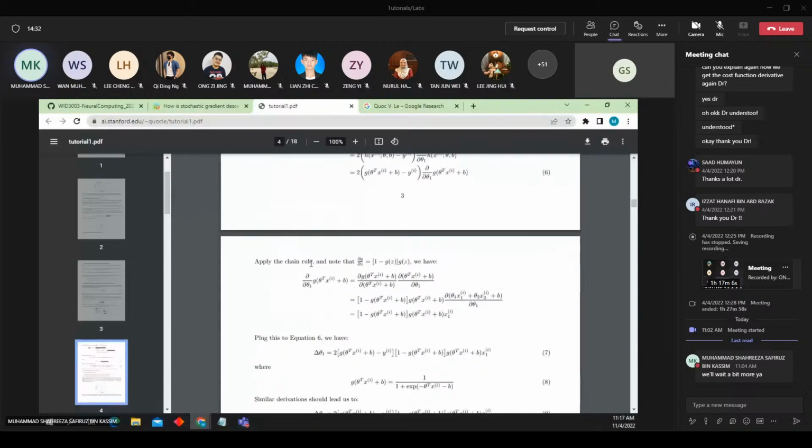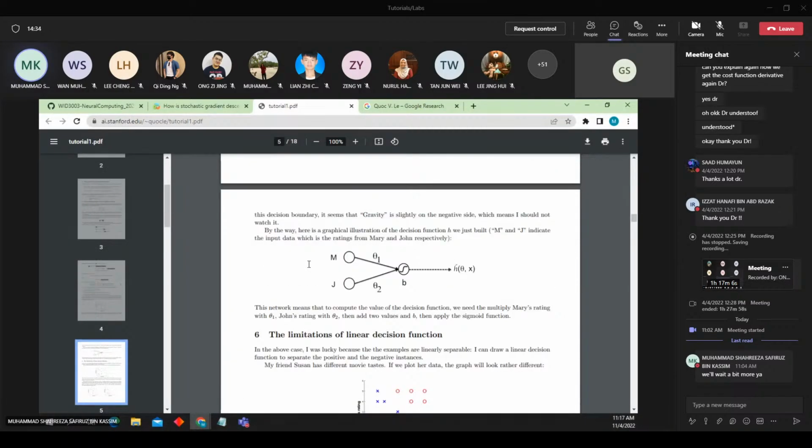as shown by here. This is your network. You have the rating of your friend Mary, and the rating of friend John. They are using theta, we are using W, so it's W1 and W2. And this is the summation and activation function. And here is your output. Okay.